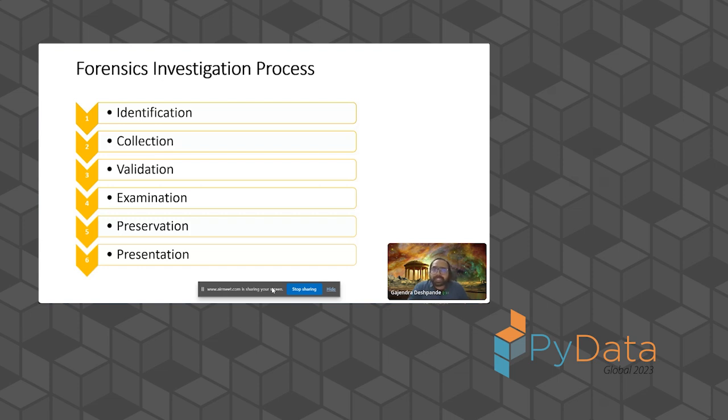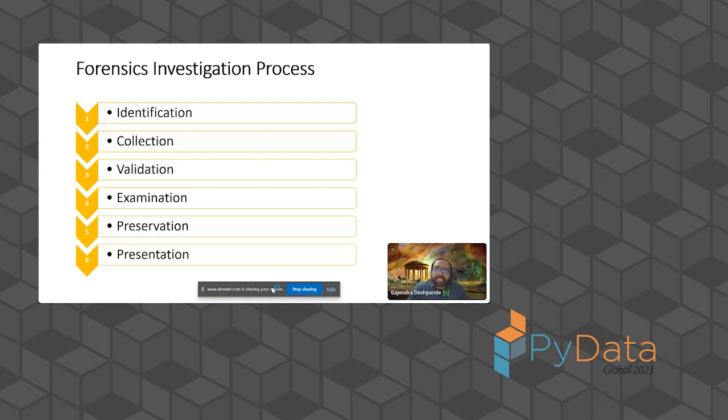One of the important aspects to note here is that they have to preserve the state of the machine. That is, if the system is on, they should not turn it off. If the system is off, they should not turn it on, because there can be evidence present in the volatile memory, and there is an order in which they have to collect the evidence: they have to collect the evidence from the most volatile memory first and the least volatile memory last.